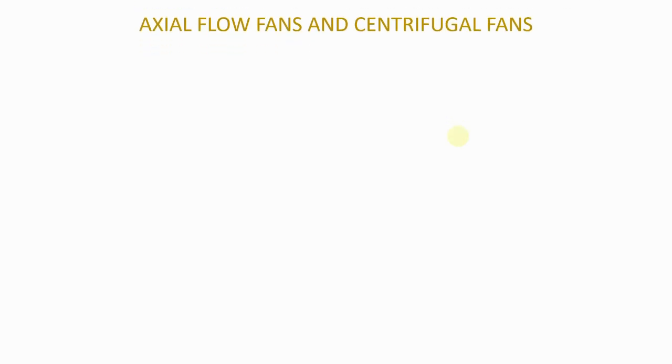And so the type of ventilations that use fans can be divided into two categories. You have ventilation systems that will have axial flow fans, and then you will have ventilation systems that use centrifugal fans. And so we will talk a little bit about axial flow fans and a little bit about centrifugal fans before we move into looking at equations.